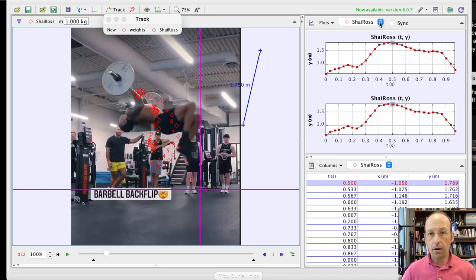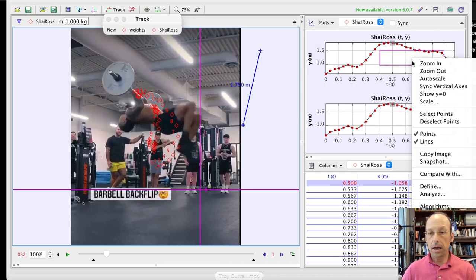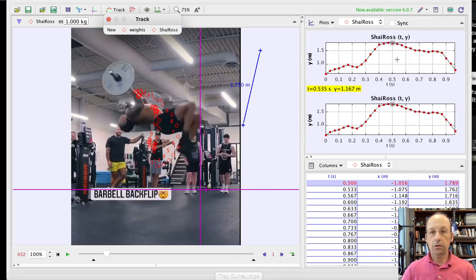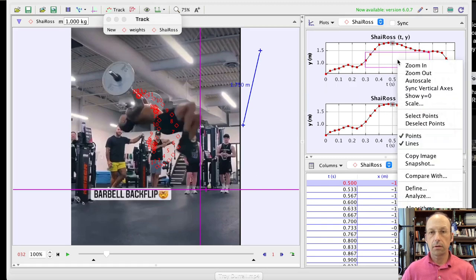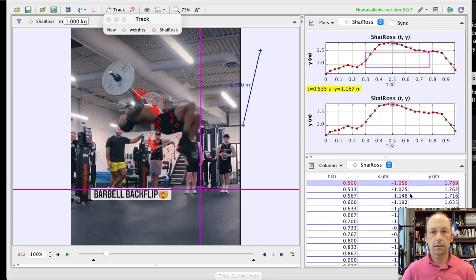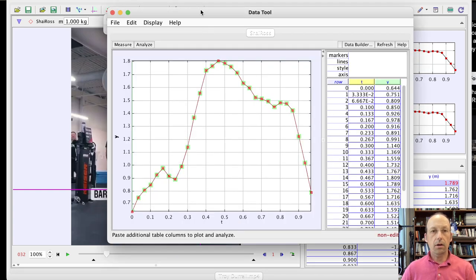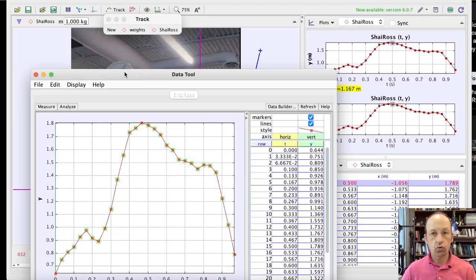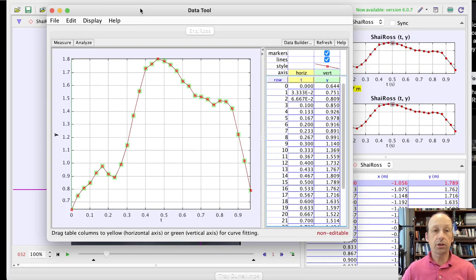Okay, I want to compare. Let's see, how do you do that? Plots. Let's see, compare with weights. I should show them both on there. Okay, let's see. Analyze. Okay, so this is, oof. This is his Y position.